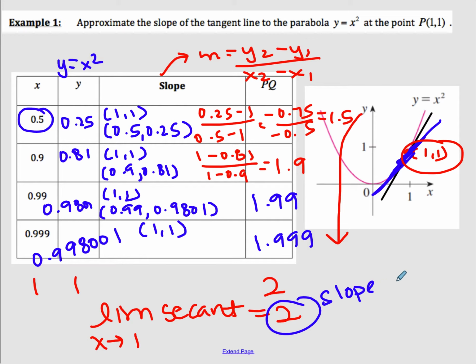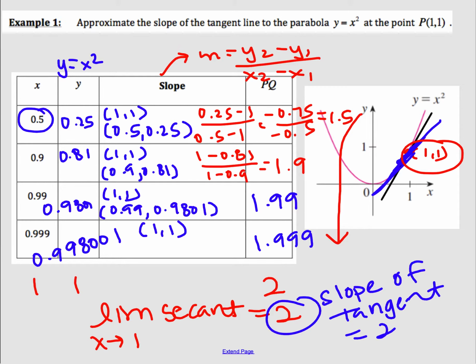Slope of tangent line equals 2. That's my approximation. And it actually is. We'll find out down the road how to find exactly what it is, but yeah, it is 2. Okay, so that's the slope of the tangent line.